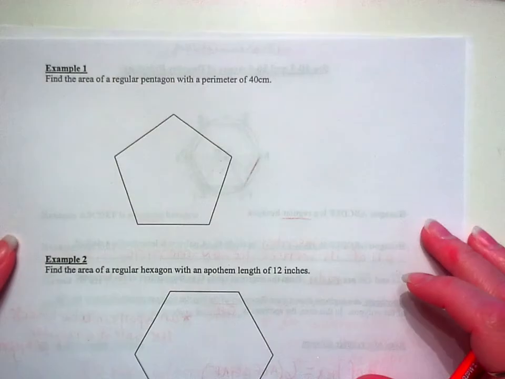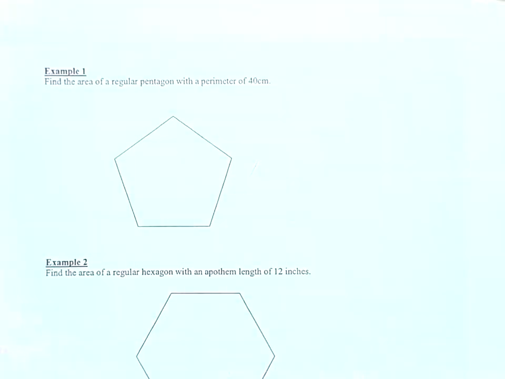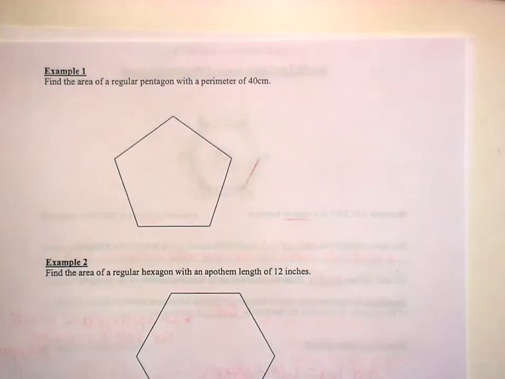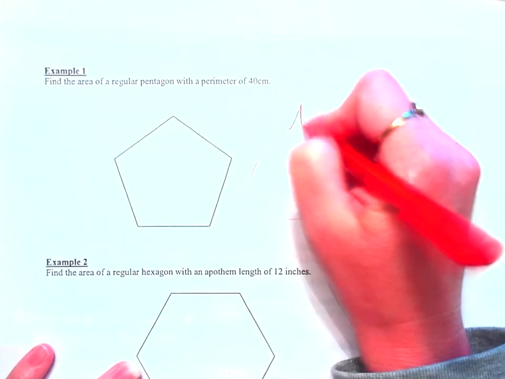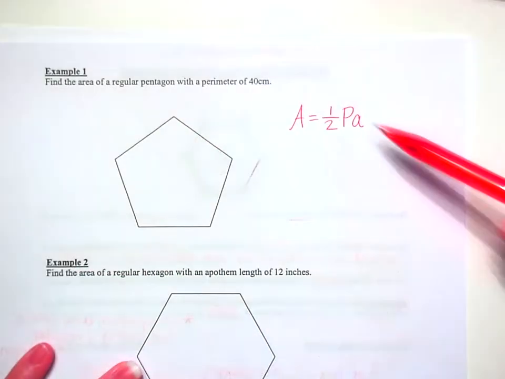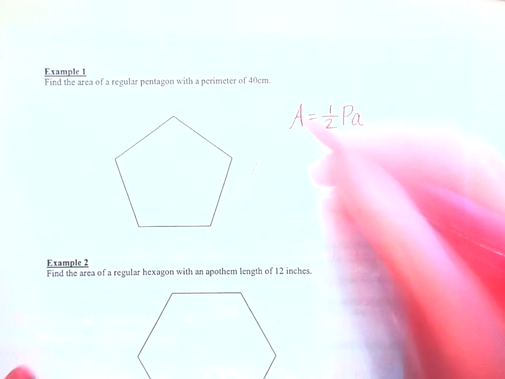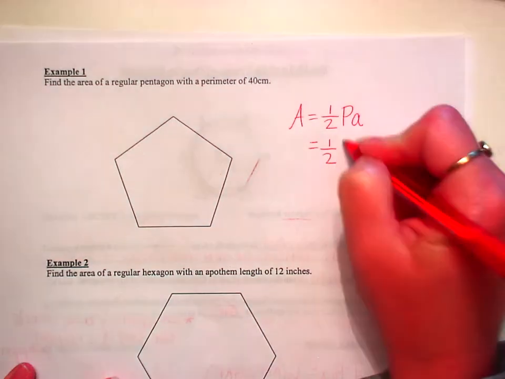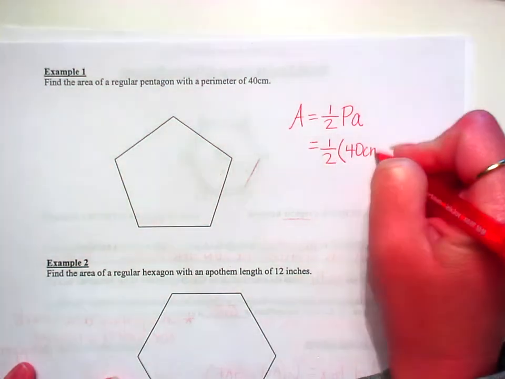So we have 3 different problems to do. Okay, the first one wants us to find the area of the regular pentagon, and it says that the perimeter is 40 centimeters. So the first thing I'm going to do is write down my formula. For any regular polygon, I can use this formula. And they have already given me the perimeter, so I'll go ahead and plug that in.